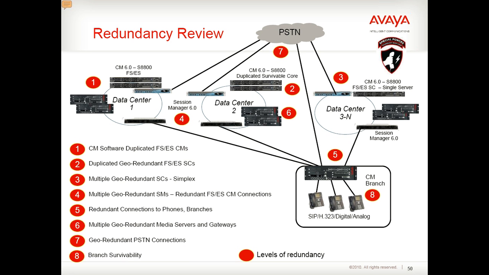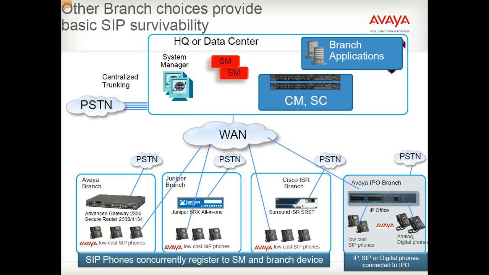There are other choices than the standard Avaya models there, than the survivable core and the branch survivability model. Some of you today may have a secure router, right, or the advanced gateway model from Avaya. Some of you may be taking advantage of some of the Juniper and Cisco branch type gateway models that are out there today, utilizing layer 2 and layer 3 switching at your local site. Those are supported.